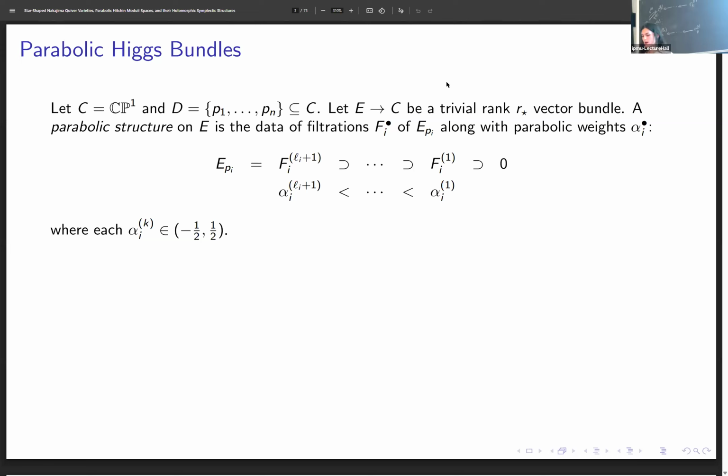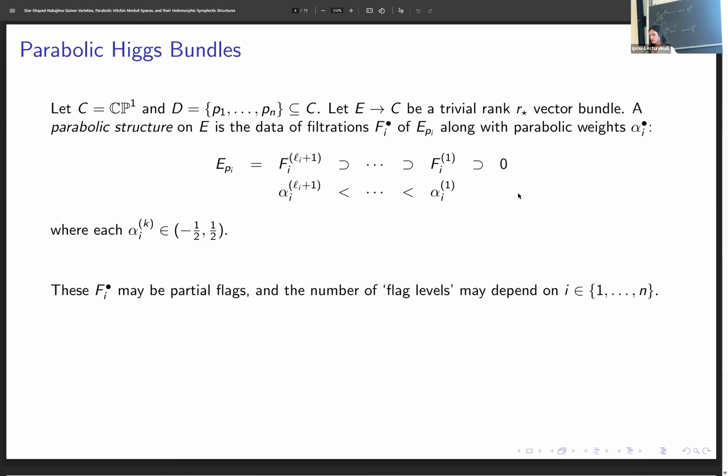So to begin, I always work in genus 0, so C is going to be CP1, and I'm going to fix a divisor D at n distinct points in C. I'm going to let E be a trivial rank r vector bundle. And a parabolic structure on E is going to be a filtration for every fiber over one of the marked points, just like we saw a second ago. So you choose a filtration of this fiber as well as parabolic weights.